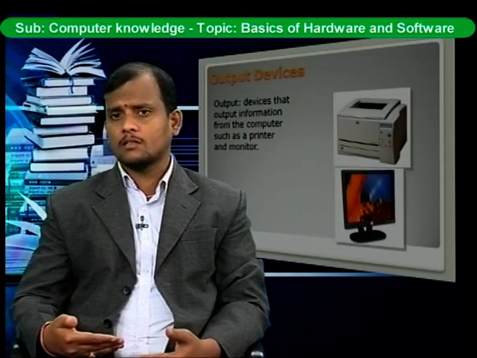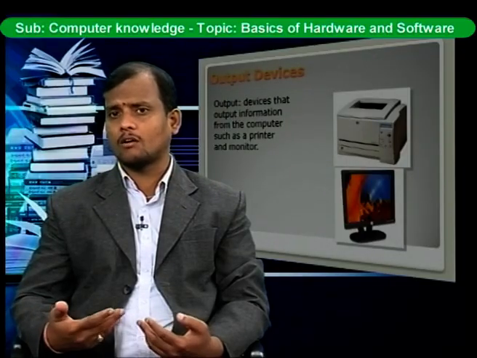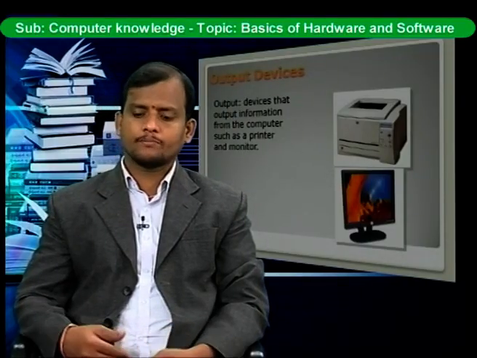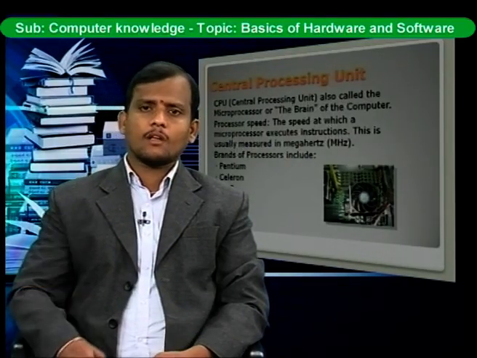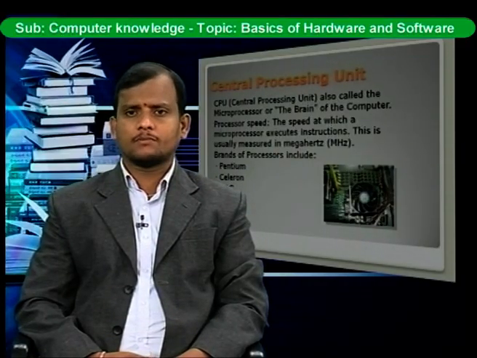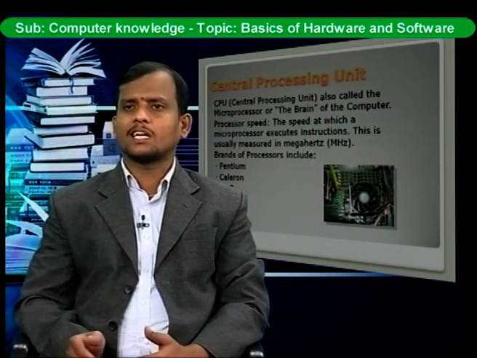After processing, what you get as the final product or final output through some devices is all called output devices, right. Then we come to the central processing unit, that is called the CPU. So we said input, we said output, right.